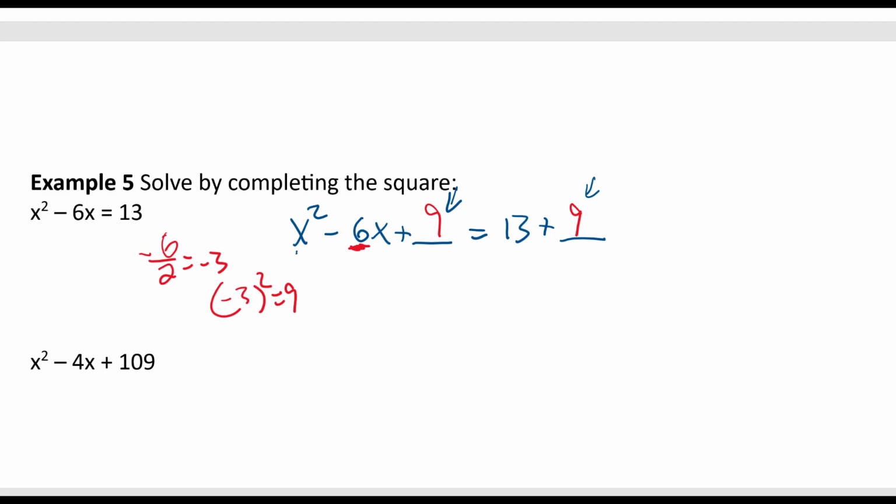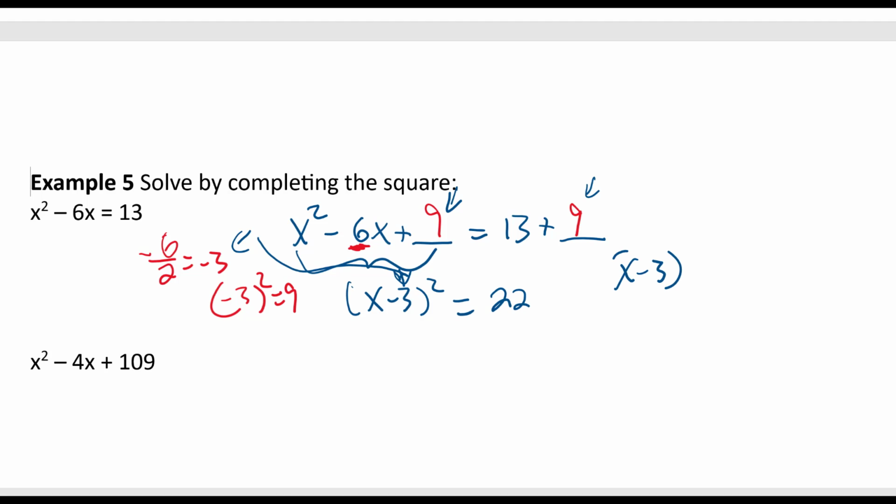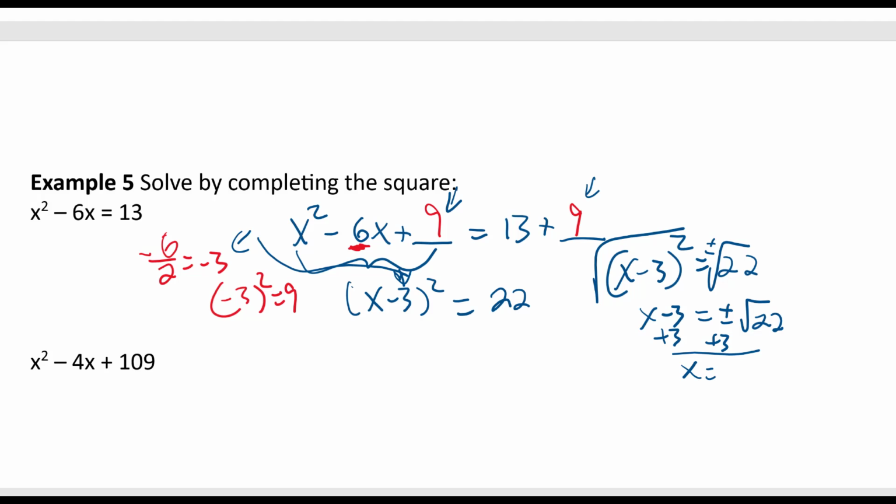On the left, I've created a perfect square trinomial, which is just x minus 3 quantity squared. Notice this 3 is that same 3 we get here. Equals, and 13 plus 9 is 22. So if we have x minus 3 quantity squared equals 22, and we take the square root of both sides, x minus 3 equals plus or minus the square root of 22. Then we can add 3 to both sides, and we have x equals 3 plus or minus the square root of 22.